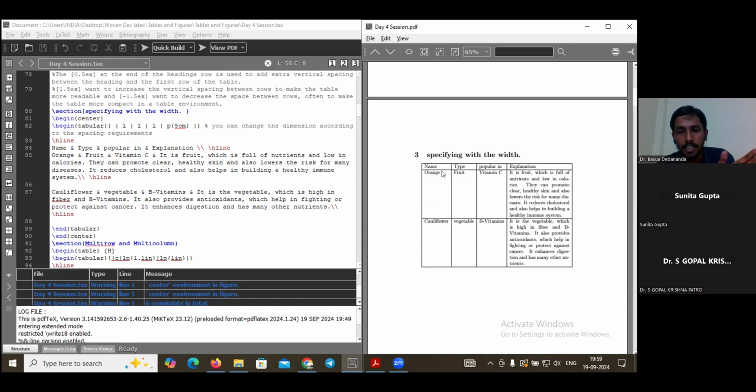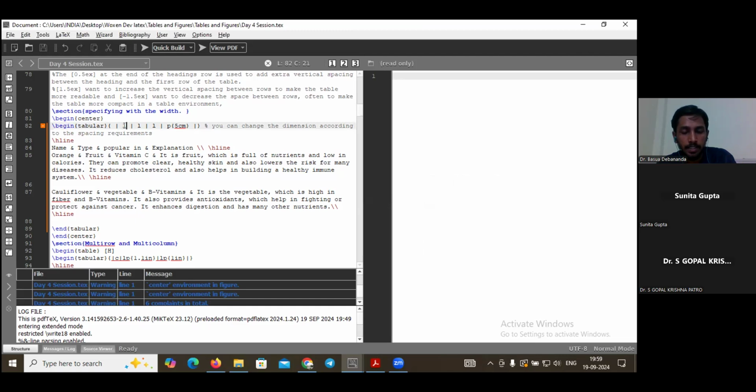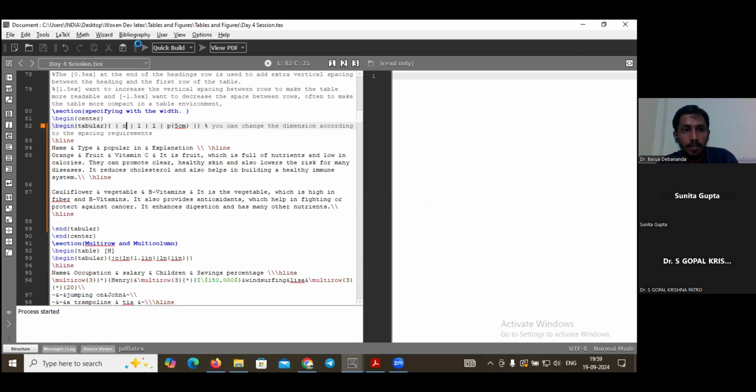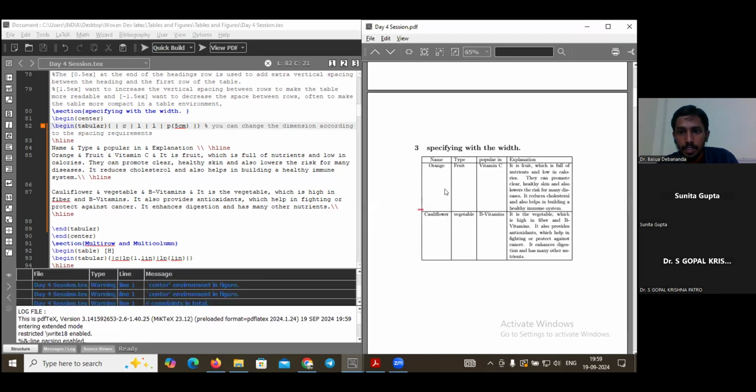If I write it as C, just observe. I will compile. For compiling, it comes in the center. For left alignment, if you want everything on the left, you can write L, L, L. If you want all words in the center, you can write C, C, C. That depends upon you.